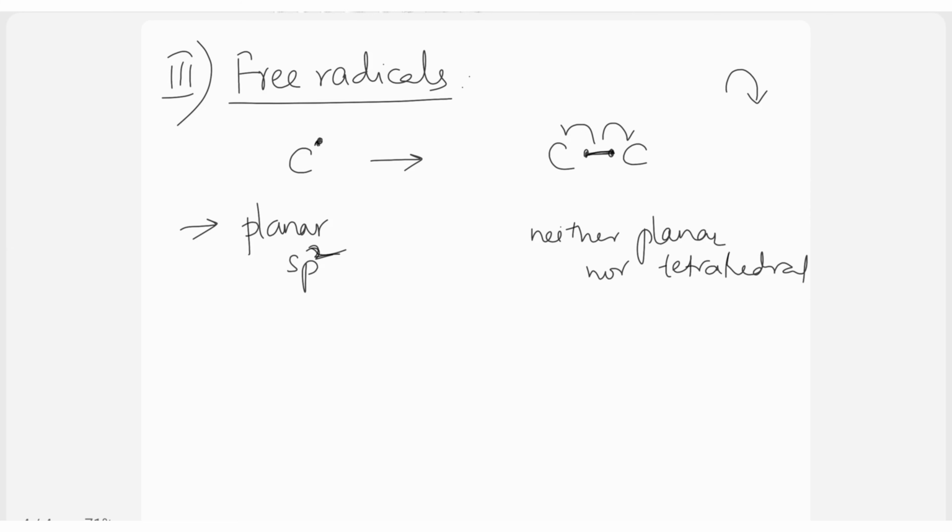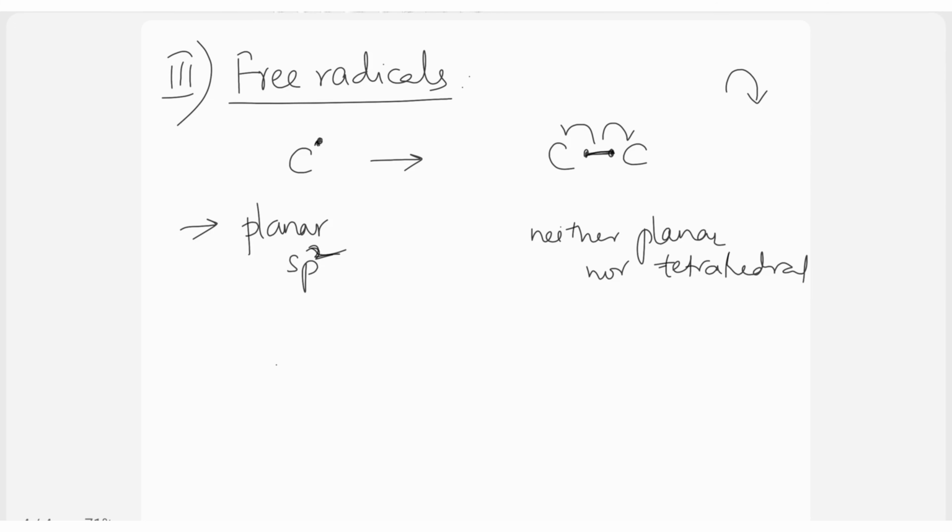That results in the formation of free radicals with odd electrons. Now this free radical can be either planar with sp2 hybridization, or it could be neither planar nor tetrahedral, and exist in the form of an equilibrium as a hybrid between p and sp3. I will show the orbital structure also.